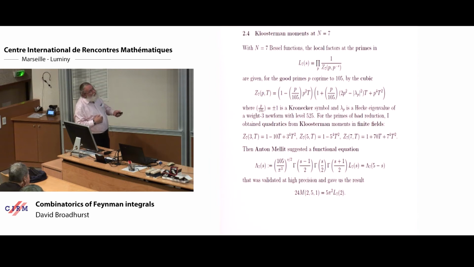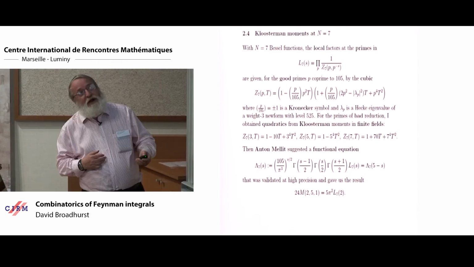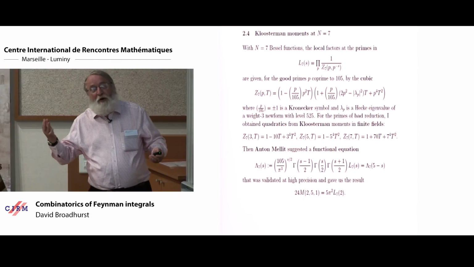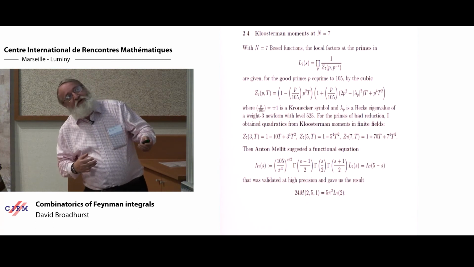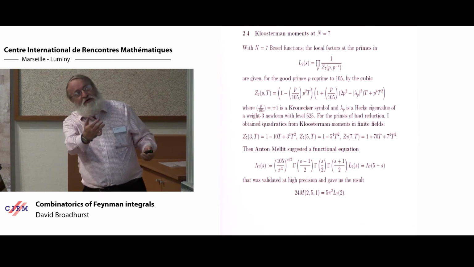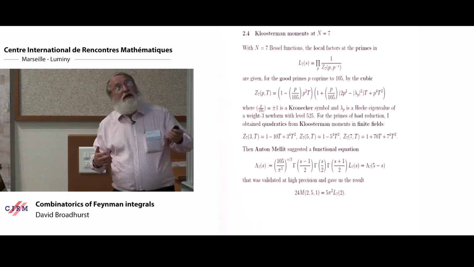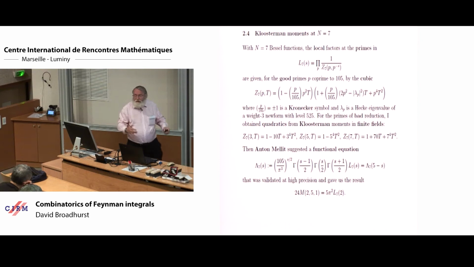Without guessing, very often mathematicians, when they construct L series, have to guess the local factors at the primes of bad reduction. Straight out of the Kloosterman moments, I find this. Then it's not a modular form. It comes from the symmetric square of a modular form of weight 3. These are the Hecke eigenvalues. So all of this beautiful structure is coming on already at 5 loops and beyond modular forms.